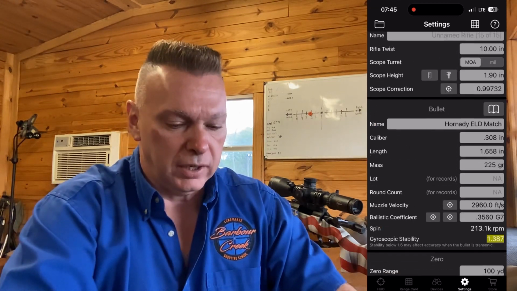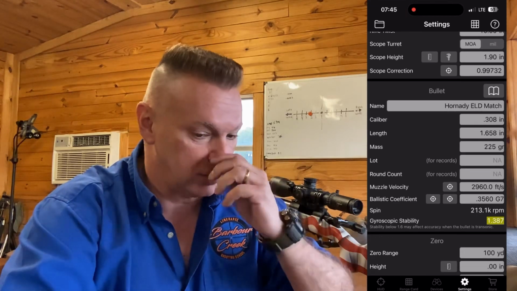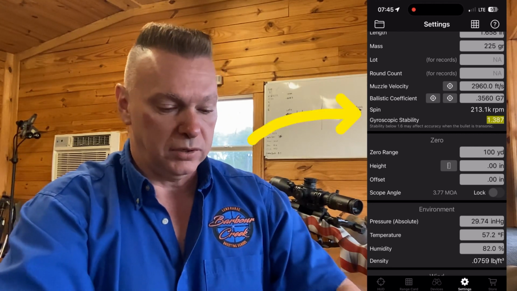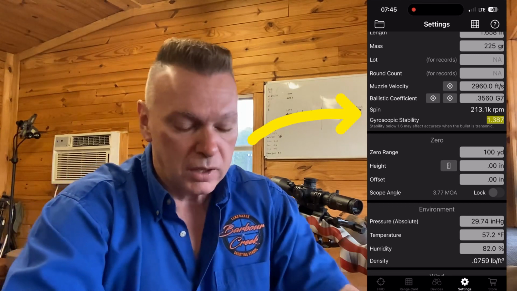Looking at this gun that I built, it's got a 10 twist, scope height 1.9, correction factor 0.997. We're using the .308 caliber, 225 grain bullet at 2960 velocity, and a ballistic coefficient of 0.3560. You'll notice in the Eagle Ballistics app, it's telling you that your RPMs or spin rate is 213,000, and you've got a gyroscopic stability of 1.3, which is very, very low. We like to have it 1.6 or higher.